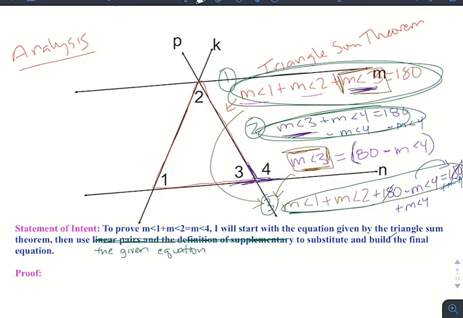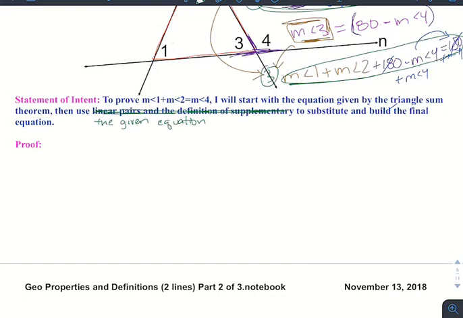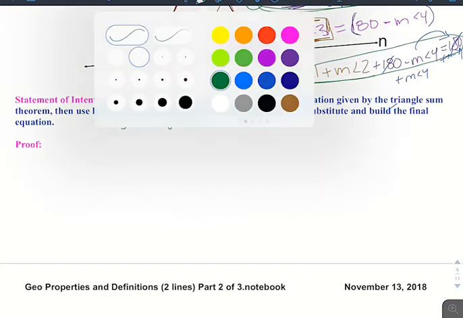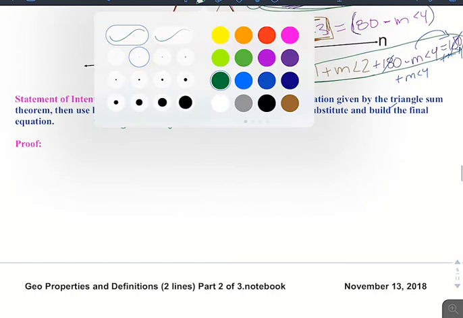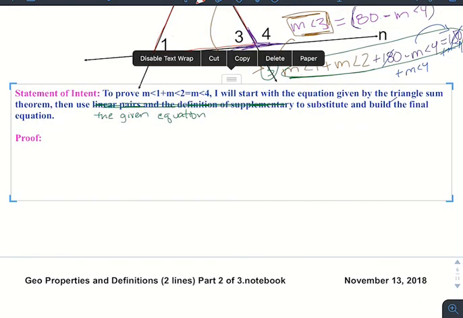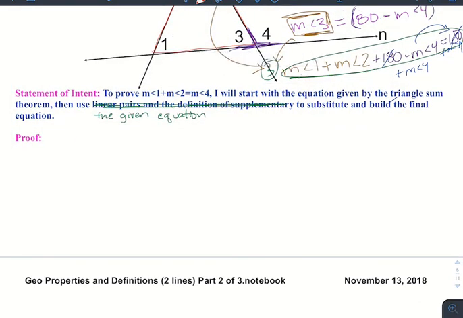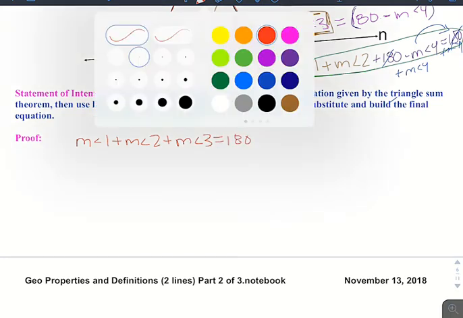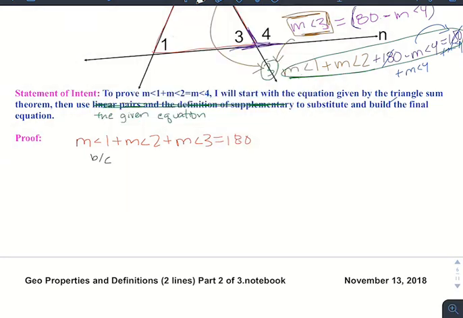Okay, so again, I think I'm going to forego the 2-column proof here. I'm going to go ahead and write the flow proof again. All right, so the proof itself, we have the starting equation. The measure of angle 1 plus the measure of angle 2 plus the measure of angle 3 is the same as 180 degrees. We know that because of triangle sum theorem. I'm going to abbreviate a little bit. Right. So I'm going to have this separate thought about the given.